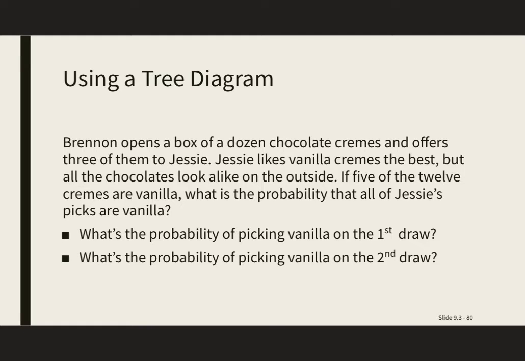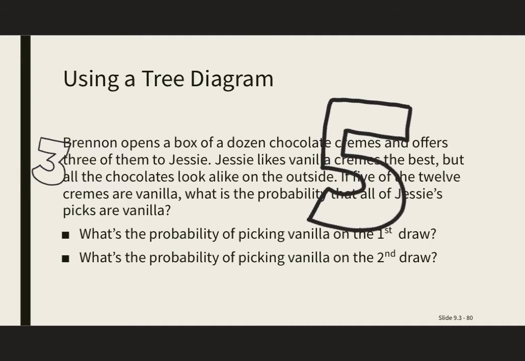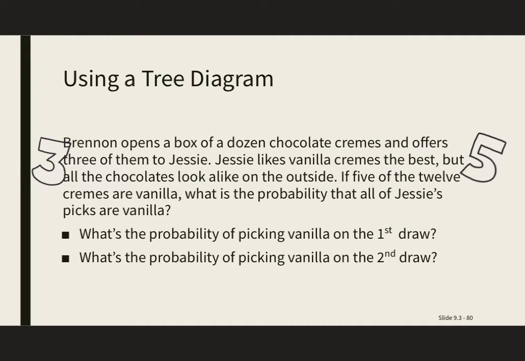Using a tree diagram is pretty straightforward as well. The challenge comes with making sure you understand the question. So this one's kind of wordy. Brennan opens a box of a dozen chocolate creams and offers 3 of them to Jesse. So we have 12, 3. Jesse likes vanilla creams the best, but all the chocolates look alike on the outside. So they're chocolates, and some of them are vanilla inside, some of them are chocolate on the inside. If 5 of the 12 creams are vanilla, what's the probability that all of Jesse's picks are vanilla?